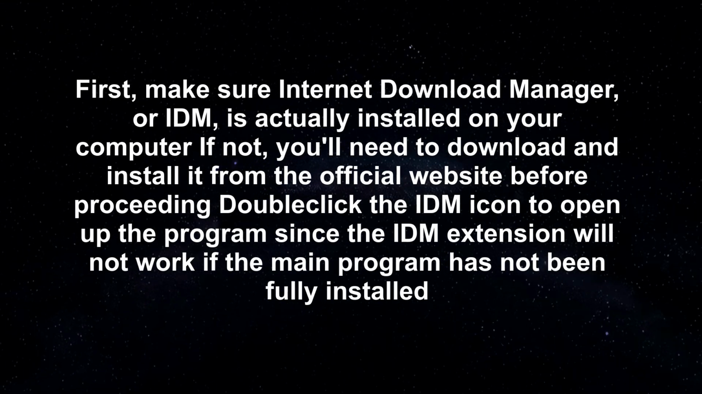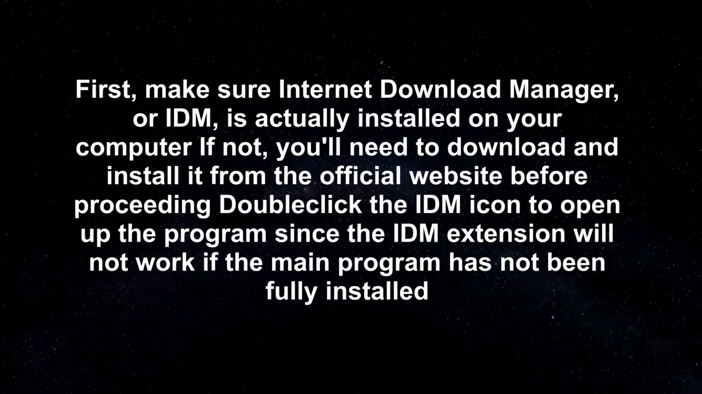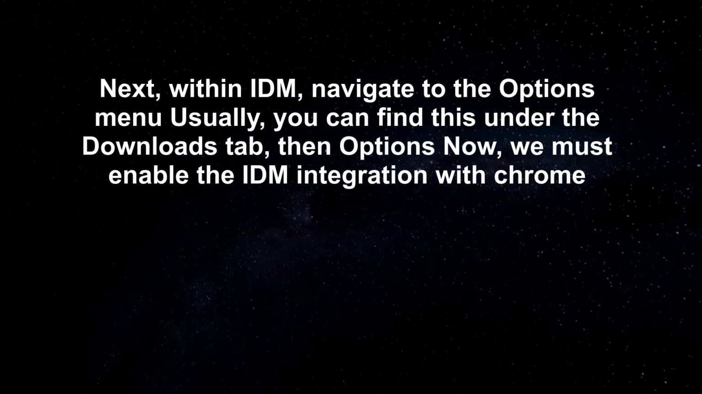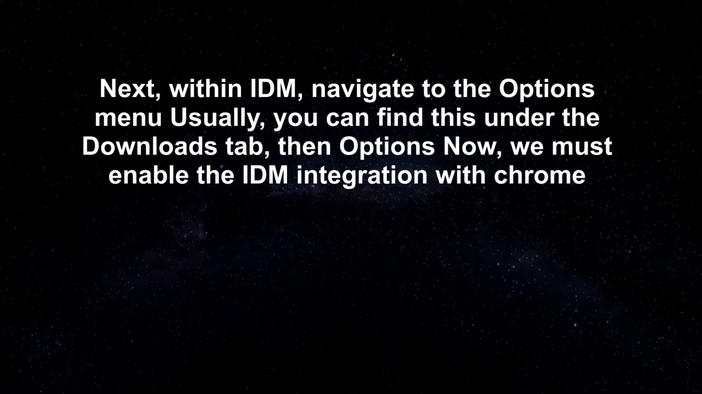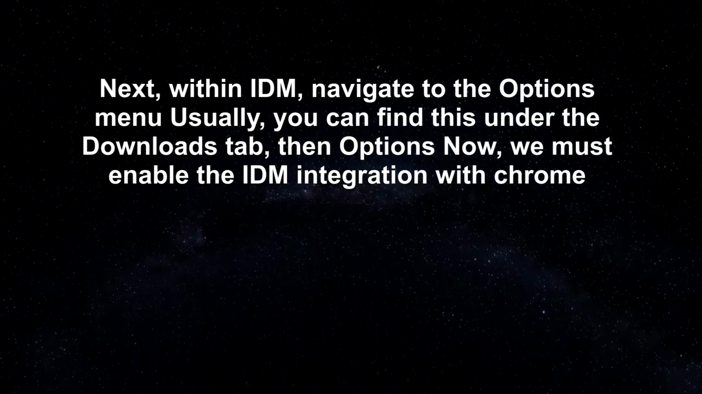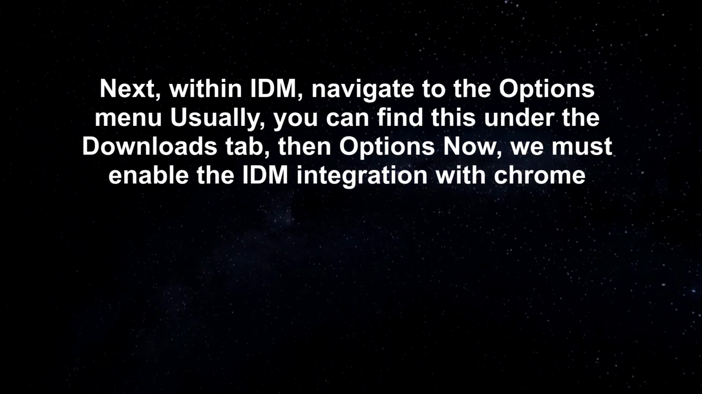Before proceeding, double-click the IDM icon to open up the program, since the IDM extension will not work if the main program has not been fully installed. Next, within IDM, navigate to the Options menu. Usually, you can find this under the Downloads tab. Then Options. Now, we must enable the IDM integration with Chrome.